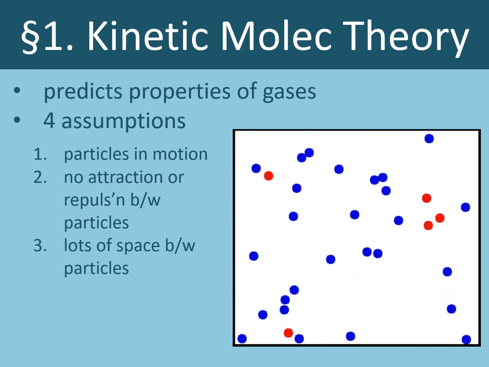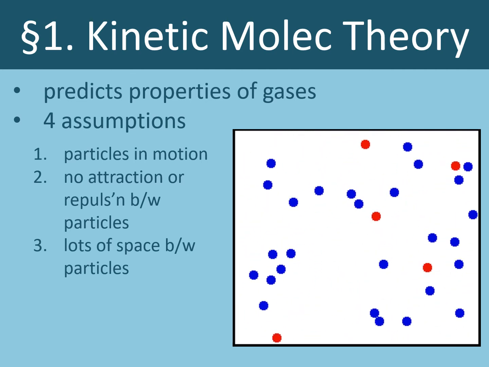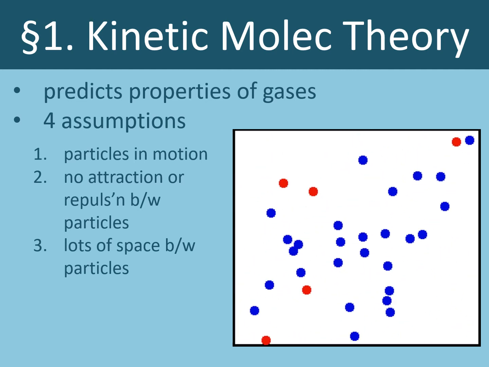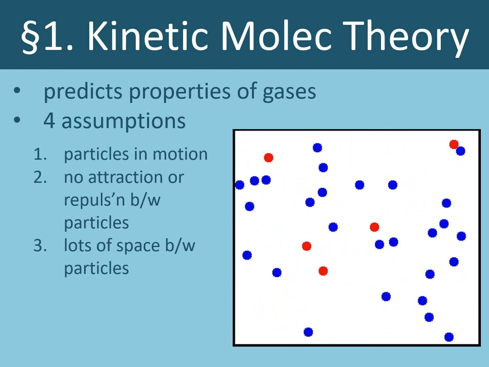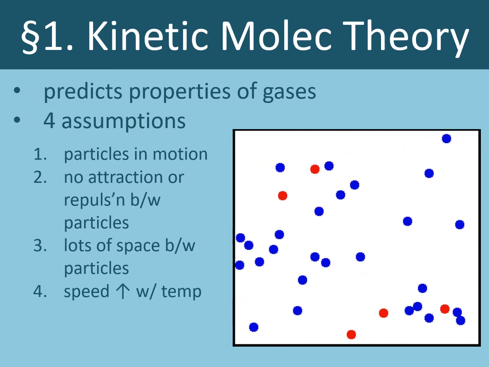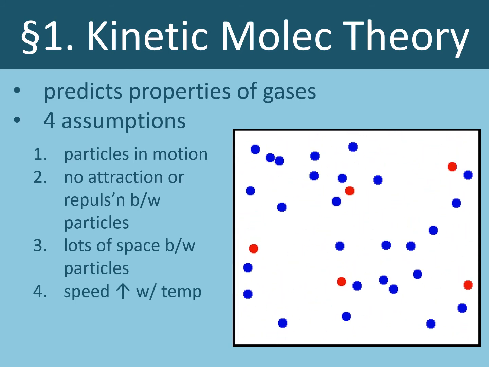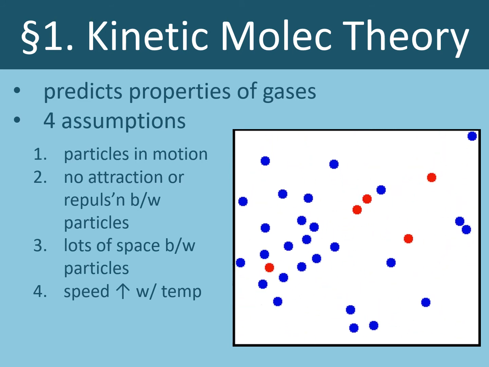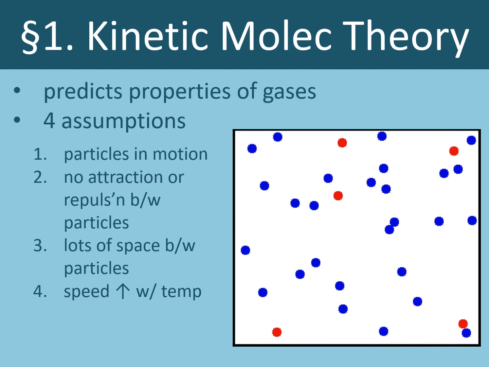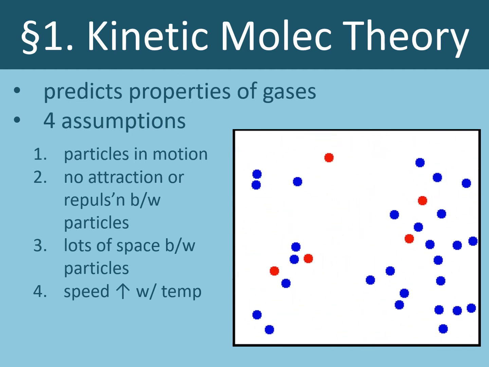Assumption number 3 is that there's lots of space between the particles. You can see again in the animation to the right that there's lots of empty space between each particle. And assumption number 4 is that the speed of the particles increases with increasing temperature. Alternatively, the speed of the molecules would decrease with decreasing temperature.